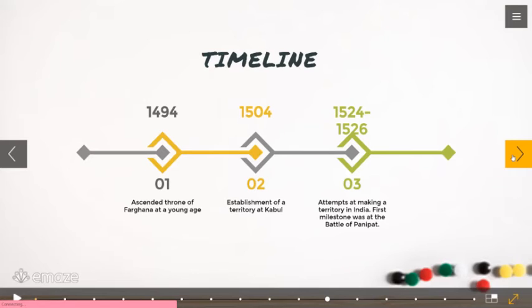He established a territory at Kabul. He went away from Samarkand, came to Kabul, and established a territory over there. How did he come to India? By listening to the stories of India, and in 1524 he got his golden opportunity. 1524 means exactly 20 years later. There's a 10-year difference here, and there's a 20-year difference here.